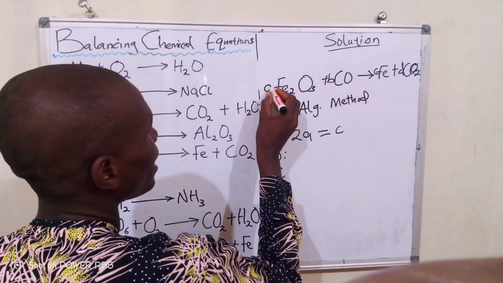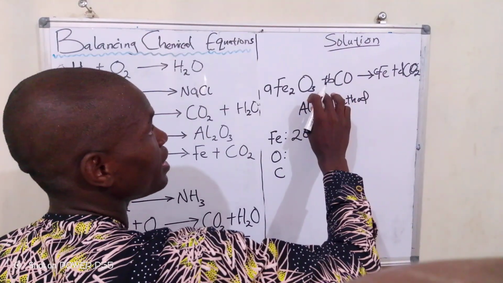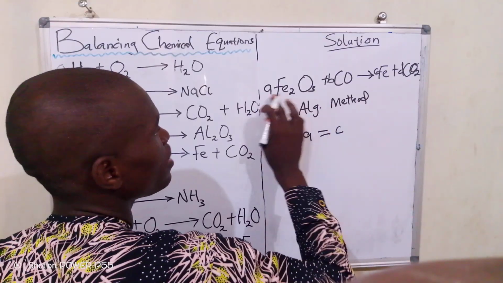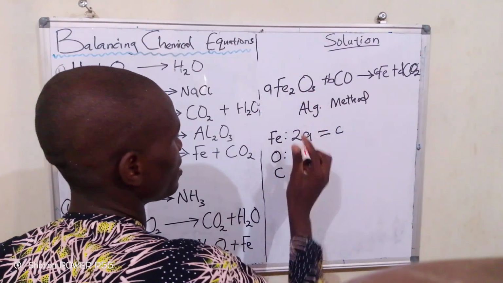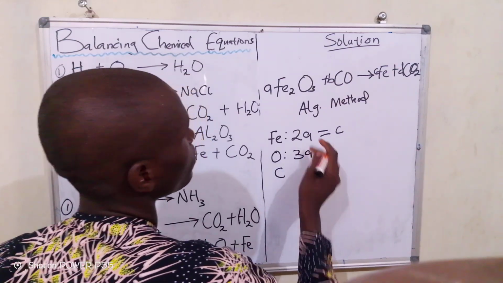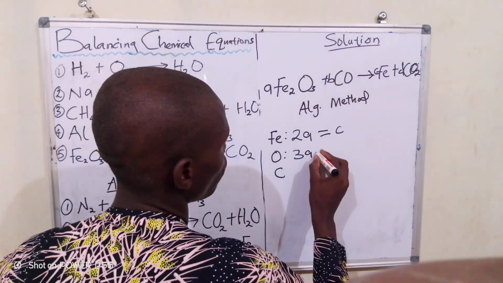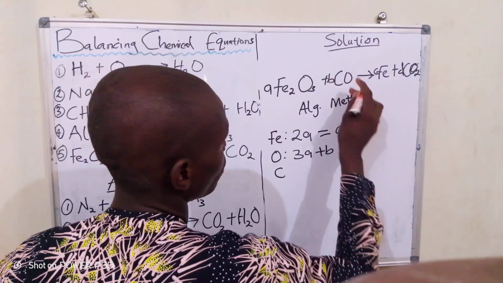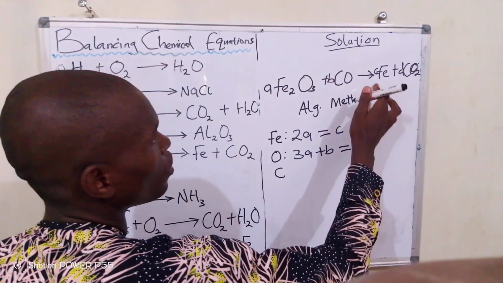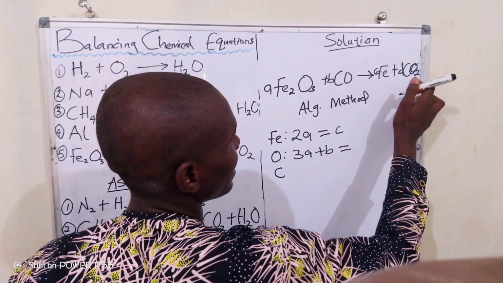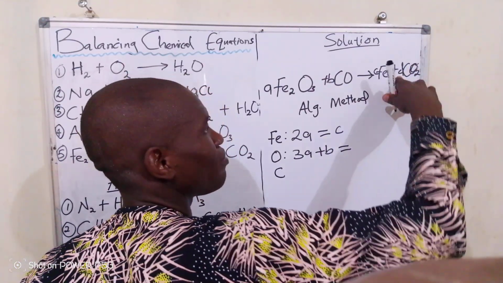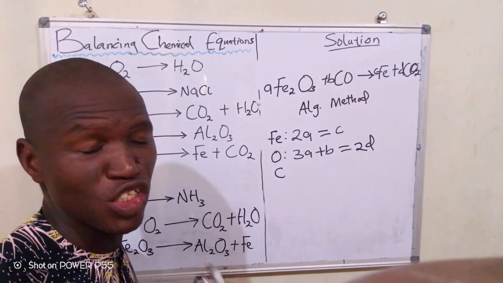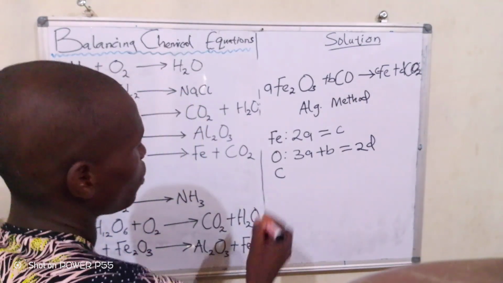So for oxygen, remember, the coefficient affects everything in the compound. So this A is also for oxygen. So for oxygen, this will be 3A, because 3 times A is 3A. Do we have oxygen here again? Yes. Plus B, because B is for carbon monoxide, is equal to, where do we have oxygen here again? Here we have oxygen, and it's 2 here, so multiply by the coefficient, it will be 2D. This will give you an accurate result once you get it, and it's very simple. Okay, so we are done with that.